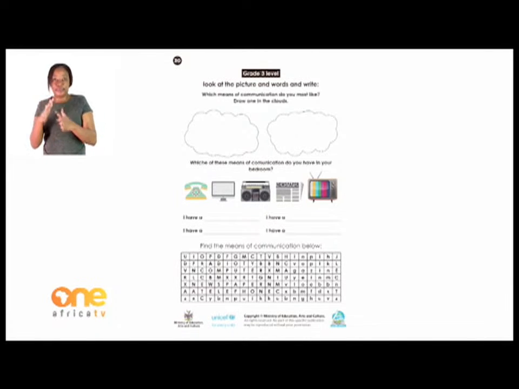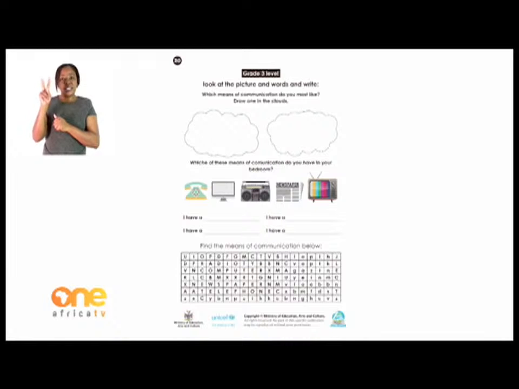And then check again, which of these means of communication do you have in your bedroom? Which one do you know that you have? Is it the one that you always use? It's the one that you must have in your bedroom. So which one of those? Is it the first one, which is a telephone? Do you have a telephone in your bedroom?